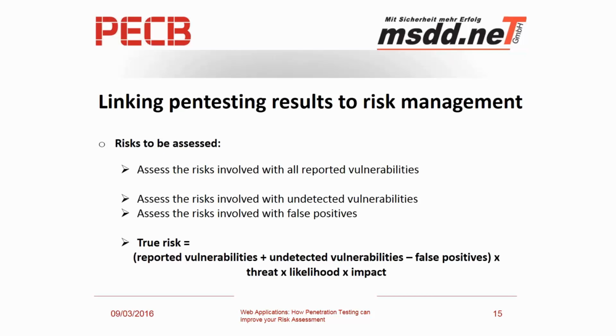Now we are coming to linking these insights more to risk management. The usual approach is to assess the risks involved with all reported vulnerabilities. But there are two more aspects we have learned to look at. There could be a portion of vulnerabilities you didn't detect, and you should also take into account that you have detected more vulnerabilities than those which are really there. I therefore have modified a little bit the usual risk assessment formula, as you find it perhaps in ISO 27005, which is on information security risk assessment, and I have added those values of the undetected vulnerabilities which were not reported, and also the false positives.